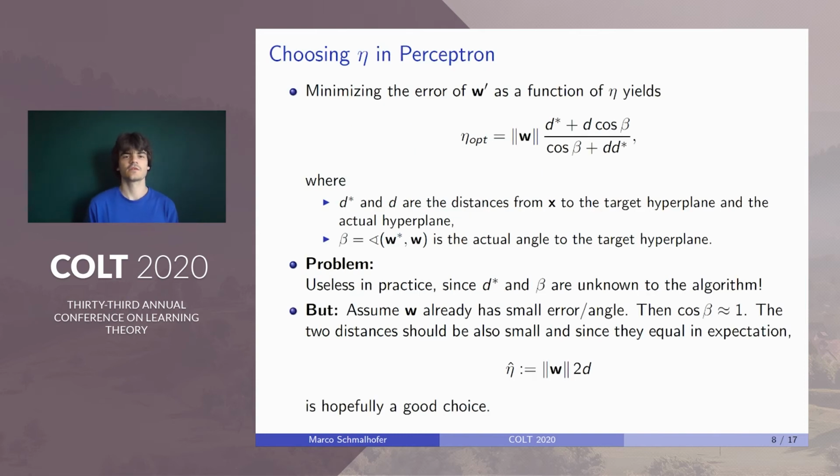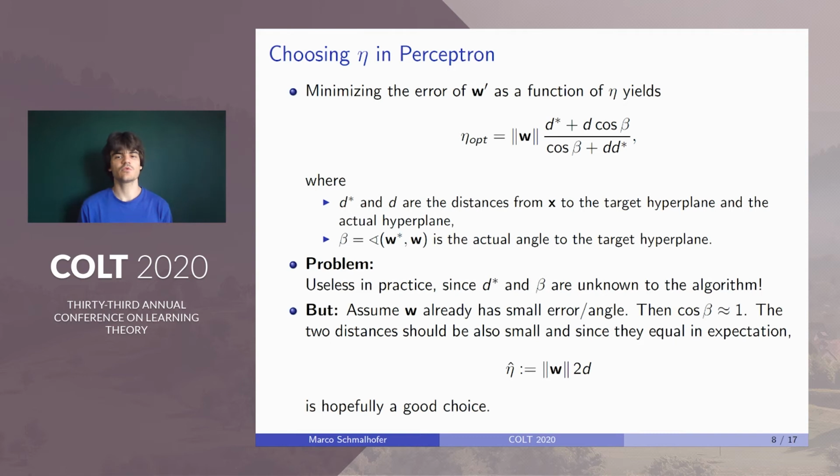Minimizing the error of the updated hypothesis as a function of eta yields a symbolic value for the optimal eta, which is norm of w times (d star plus d times cosine of beta) over (cosine of beta plus d times d star), where d and d star are the distances from the counterexample to the target hyperplane and the actual hyperplane, and beta is the actual angle between the two hyperplanes.